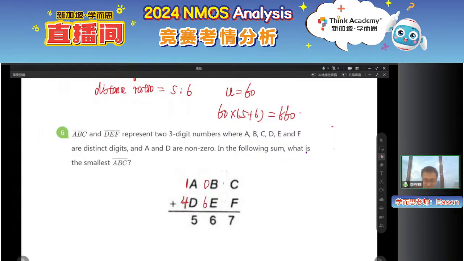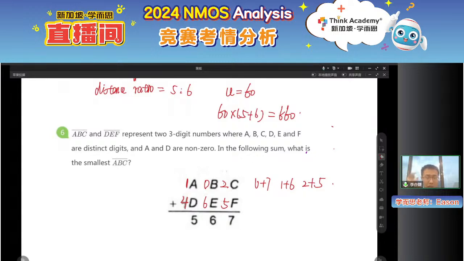But if you try E equal to 6, then C plus F would equal 7. The combinations for being 7 are 0 plus 7, 1 plus 6, 2 plus 5, right? So then we can use the 2 plus 5 here, right? So now the final answer is just 102, quite easy.